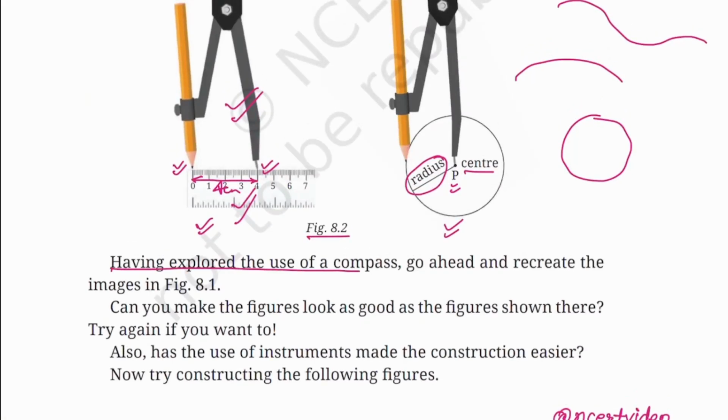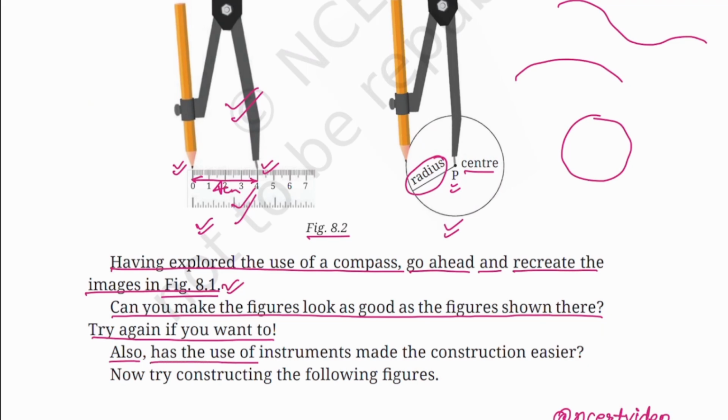Having explored the use of a compass, go ahead and recreate the images in figure 8.1. Can you make the figures look as good as the figures shown there? Try again if you want to. You can redraw the figures given in figure 8.1. Also, has the use of instruments made the construction easier? Now try constructing the following figures. Using ruler and compass, the figures given in figure 8.1 will be easier to draw.